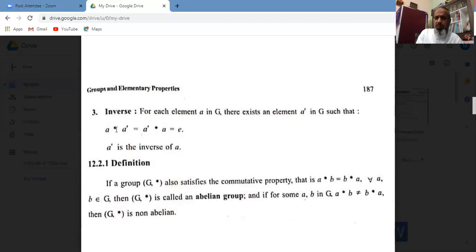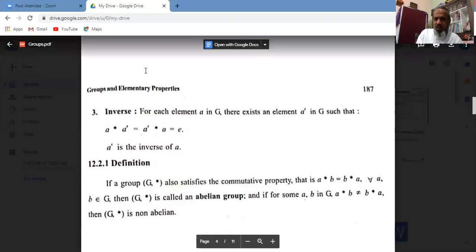With respect to multiplication, A into 1 by A is equal to 1 by A into A is equal to 1, because 1 is the identity element with respect to multiplication. So 1 by A is the multiplicative inverse of A. So here A star A dash is equal to A dash star A is equal to E, where E is the identity element with respect to the given binary operation. Then A dash is said to be the inverse of A.